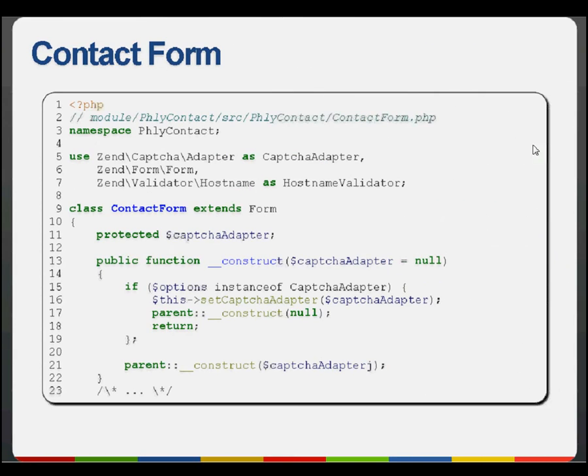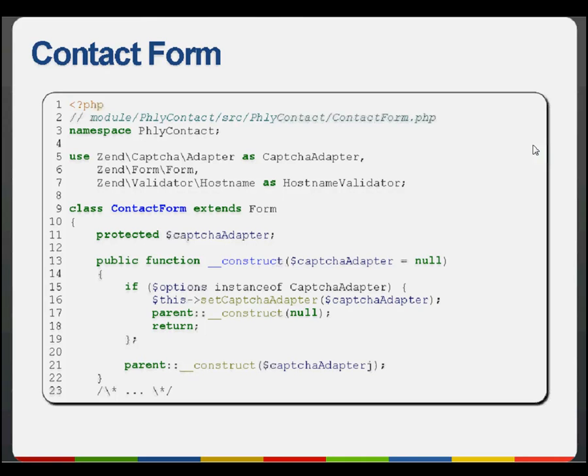So in our contact form, we're going to override the constructor. The constructor normally takes an array of options. In this case, we're going to set it to null, and we're going to check and see if, actually, I just realized there is a slight problem here. Line 15 should actually read CAPTCHA adapter and not options.